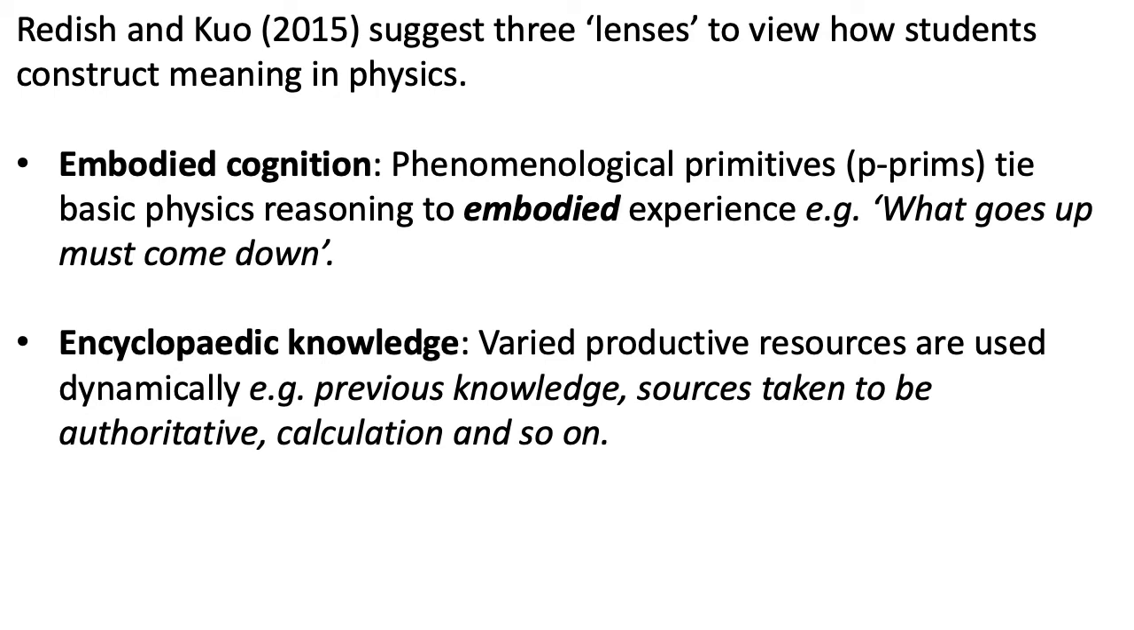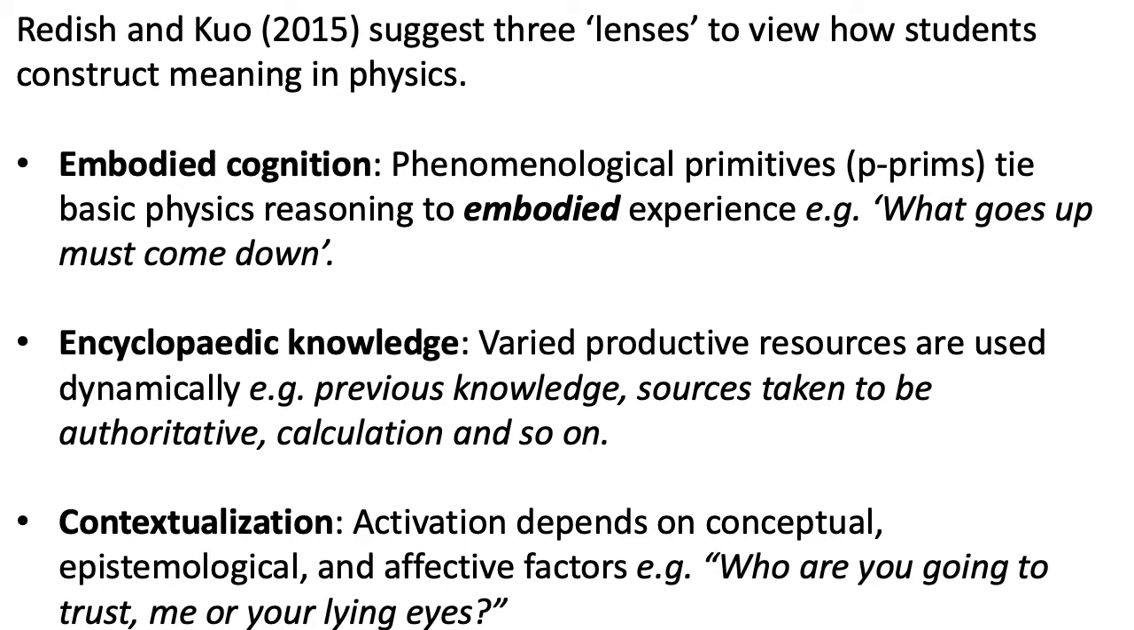The second lens is encyclopedic knowledge, and this is the varied productive resources which are used in a dynamic way. So, for example, previous knowledge. Children, if they've played with a helium balloon, recognize that it's the type of object that, even if it goes up, won't necessarily come down. Other examples of encyclopedic knowledge are sources taken to be authoritative. That's statements by your teacher, possibly, or perhaps what you've understood by reading a textbook, or it could also be the results of calculations that you've performed using tried and trusted formulas such as the formula for speed and so on.